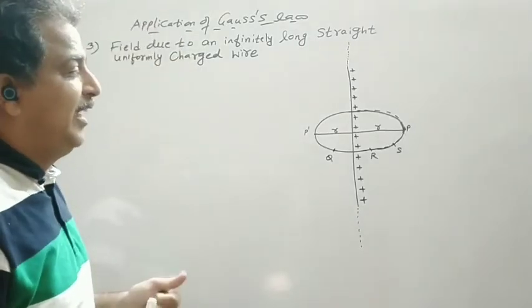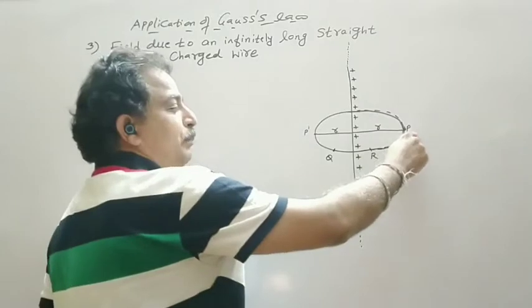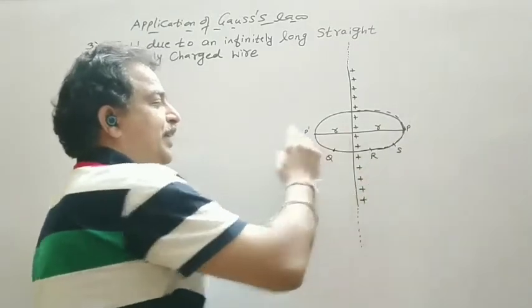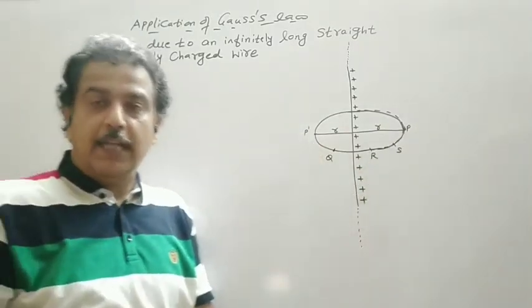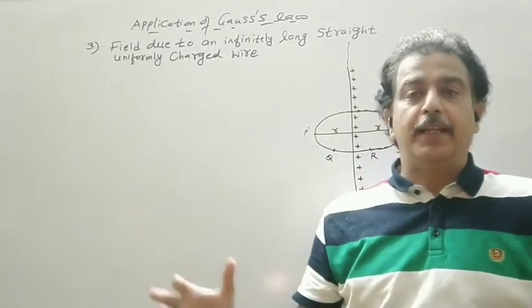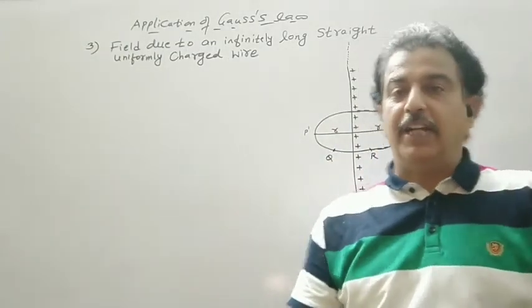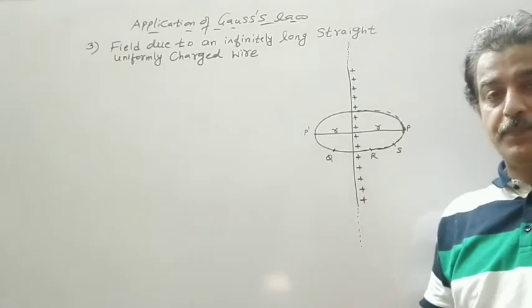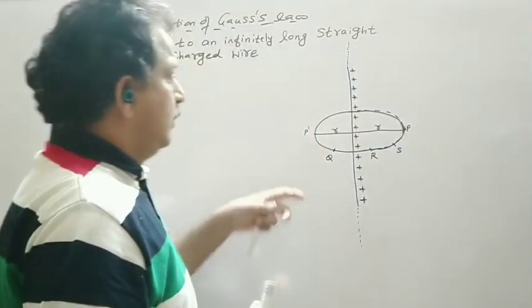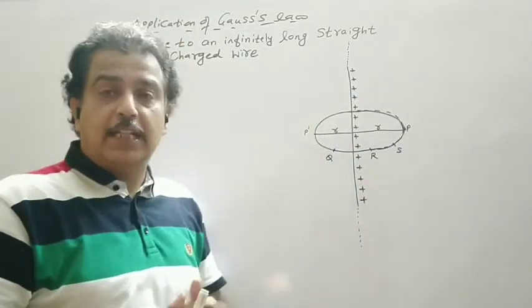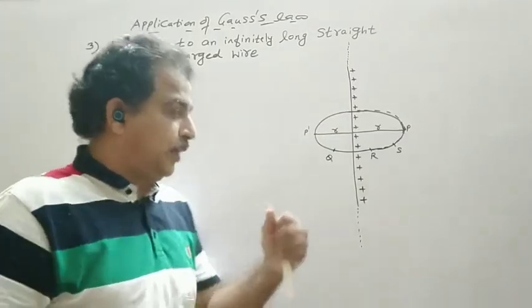So the electric field intensity at point P, Q, R, S, P dash, anywhere, the electric field intensity will be the same. The magnitude of electric field intensity will be the same. And the direction of the electric field intensity is radially outward.